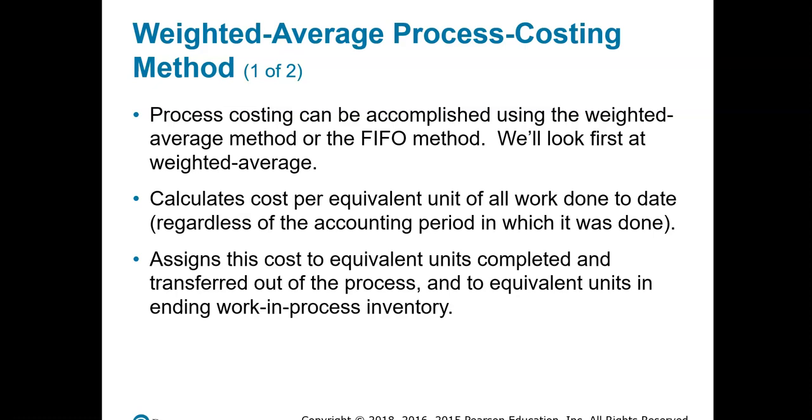So, weighted average process costing method. Since we can do either weighted average or first in, first out, we're going to look at weighted average first. It calculates the cost per equivalent unit of all work done to date, regardless of the accounting period in which it was done. This will assign cost to equivalent units completed and transferred out of the process, as well as to equivalent units in ending work in process inventory.